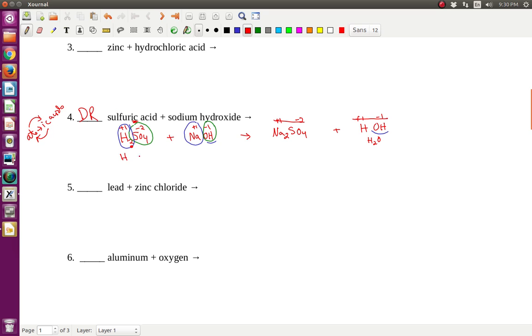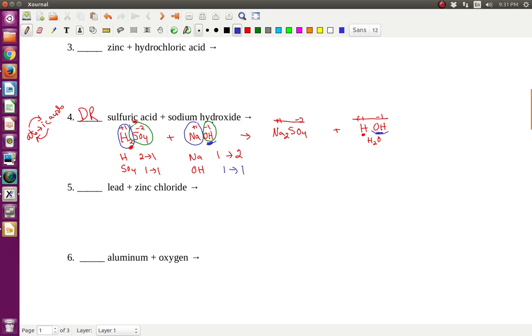We have hydrogen, sulfate, SO4, sodiums, and OHs, hydroxides. Now, count them. We have 2 hydrogens, and then over here we have 1 hydrogen. Sulfate, we have 1 sulfate over here, and over on the product side also 1. Sodiums, we have 1 sodium, and on the product side we have 2. And then OHs, we have 1 OH, and on the product side we have 1 OH.